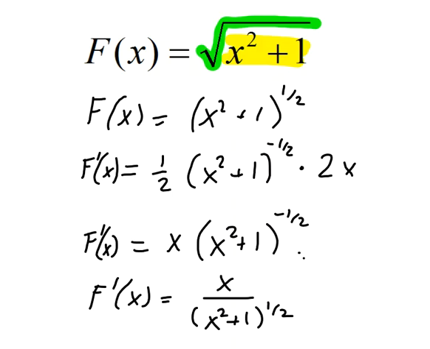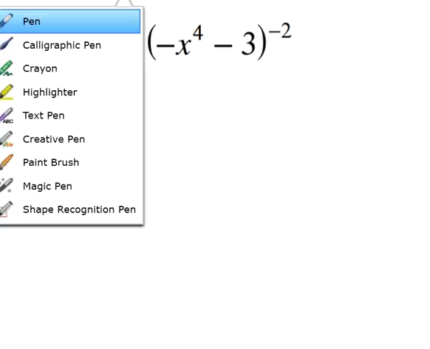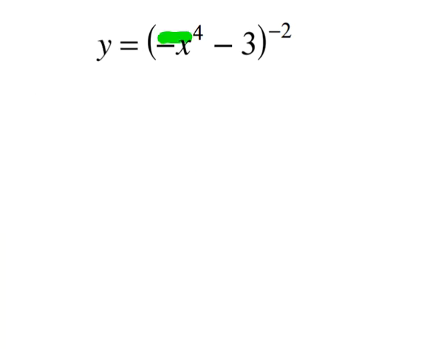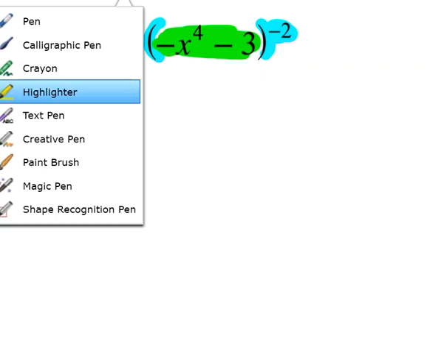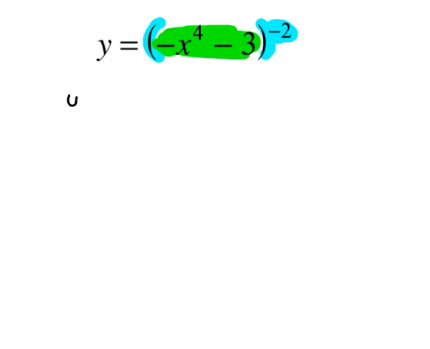Okay. Let's take a look at another one. Again, we're going to identify the same thing. My inside layer, I'm going for green this time, is negative x to the 4th minus 3. And my outside layer is all of that to the negative 2. So I'm going to do dy dx. That's the same as y prime.